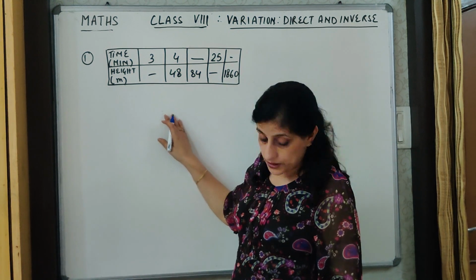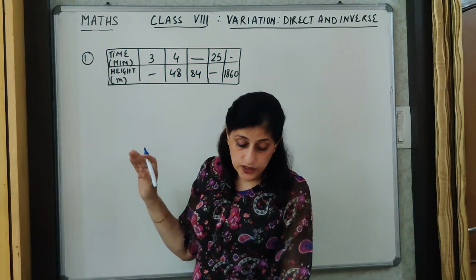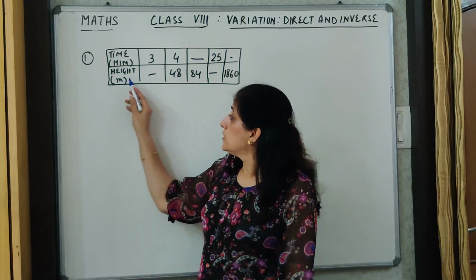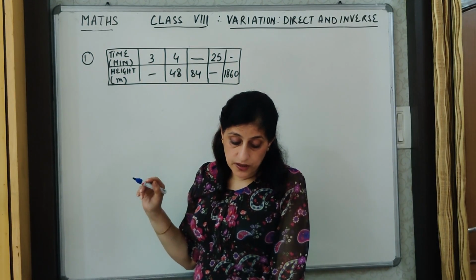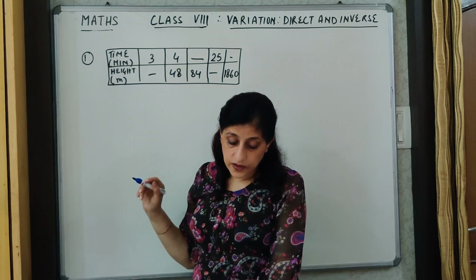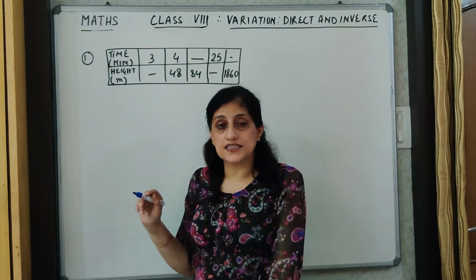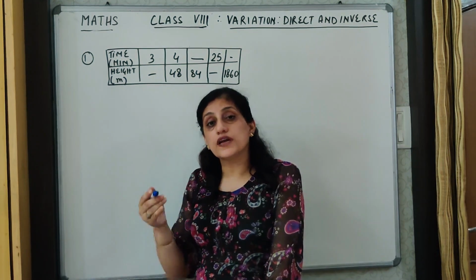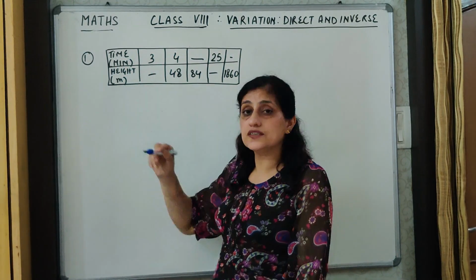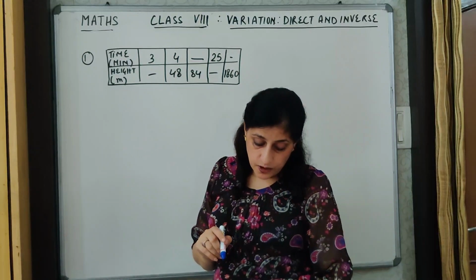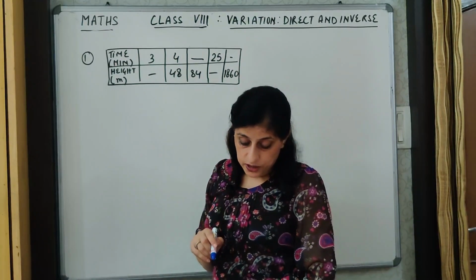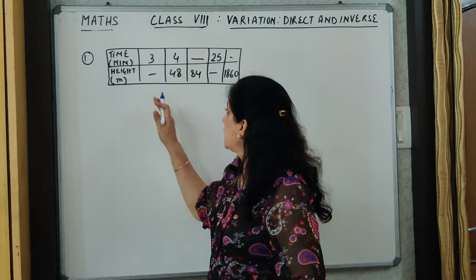I have noted down this. The height to which a hydrogen balloon rises in the air varies directly as time. In the question it is already given that time and height vary directly. Given below are some observations about the time and the corresponding height. We have to find the missing terms.